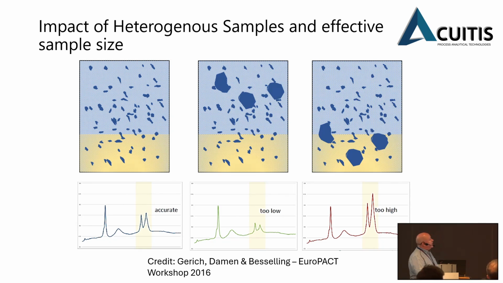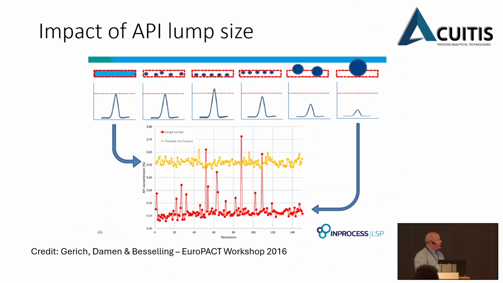And so what that results in is, if you have large aggregates or lumps within your blend, their occurrence within that measurement field or probability field will give you an indication of either being accurate, an underestimation, or an overestimation of the actual content uniformity in the blend itself.